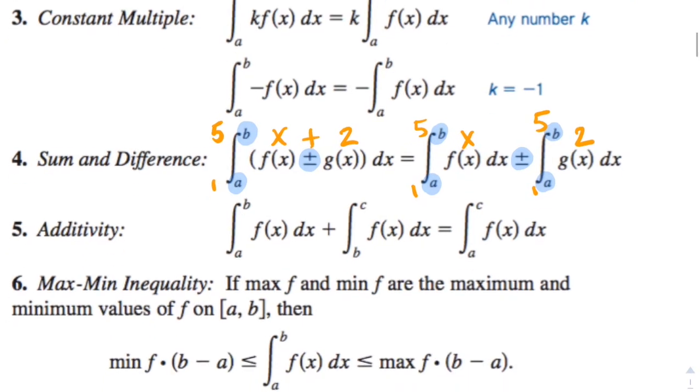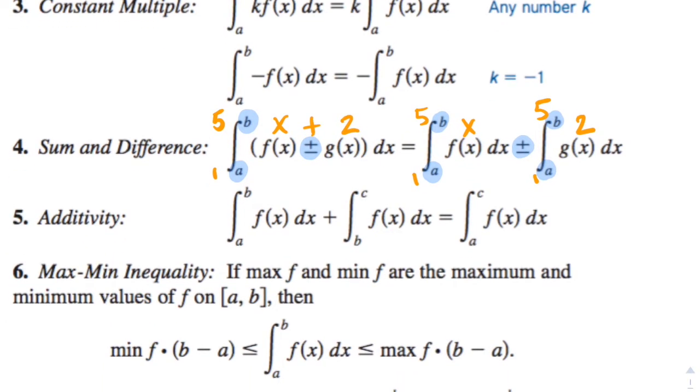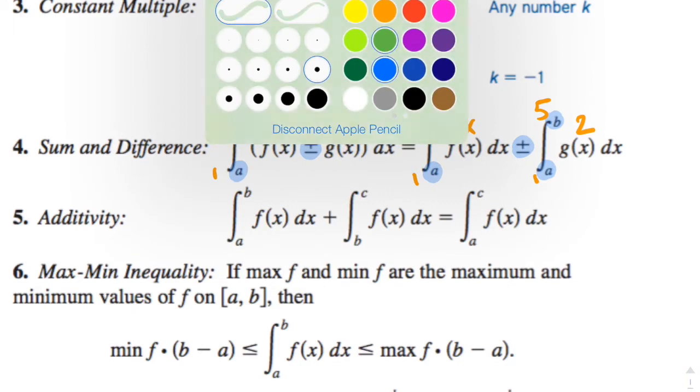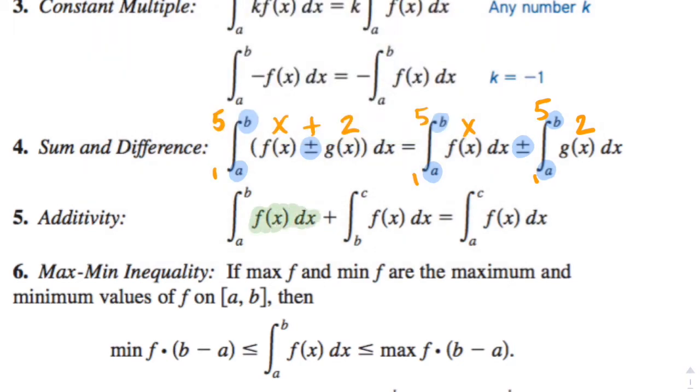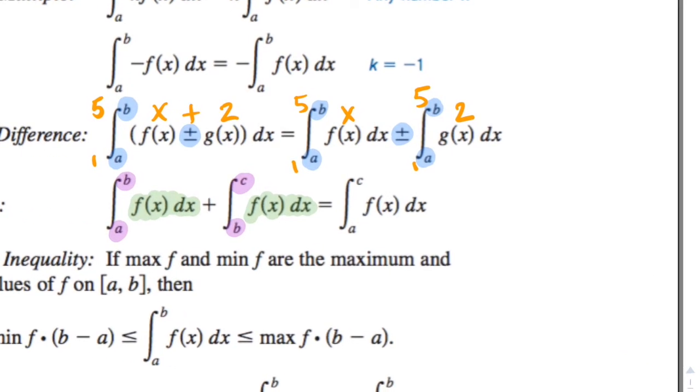That differs from this next one, the additive property. I need to have the same function, right here, f of x dx. If the same function exists, but I have different limits of integration, from a to b and b to c, think about this as a number line. B comes between a and c. So I'm actually allowed to just go from a to c of that same function.